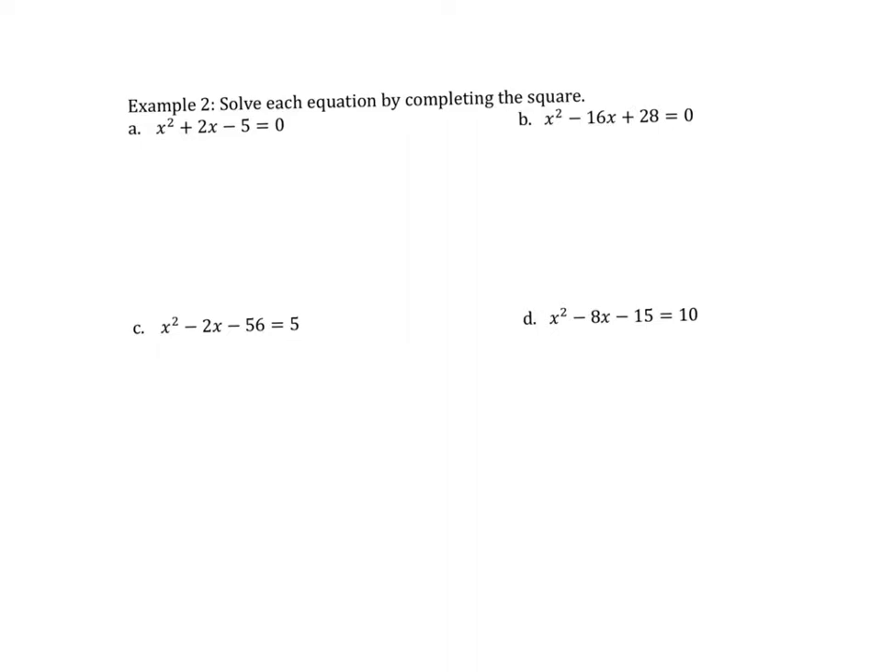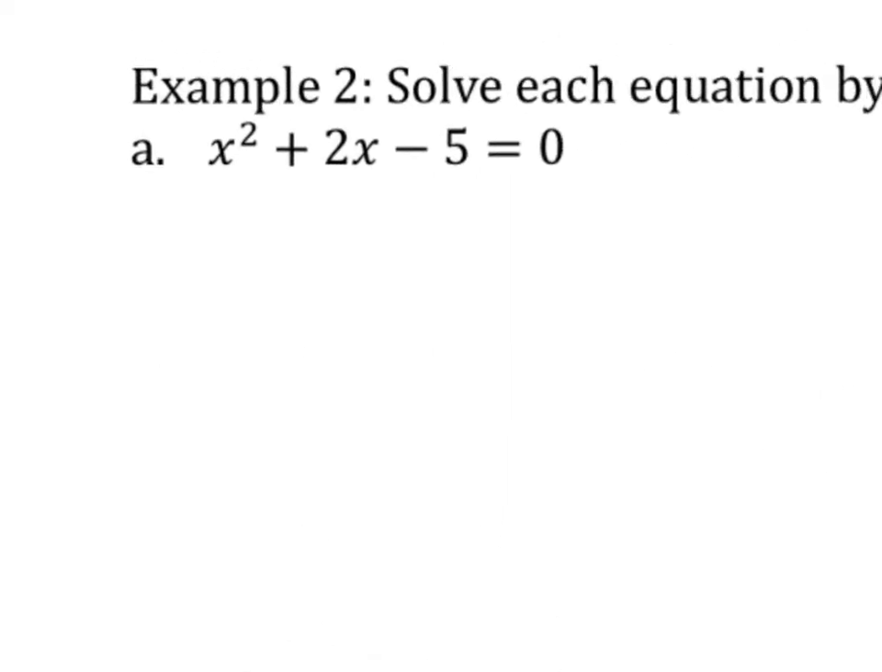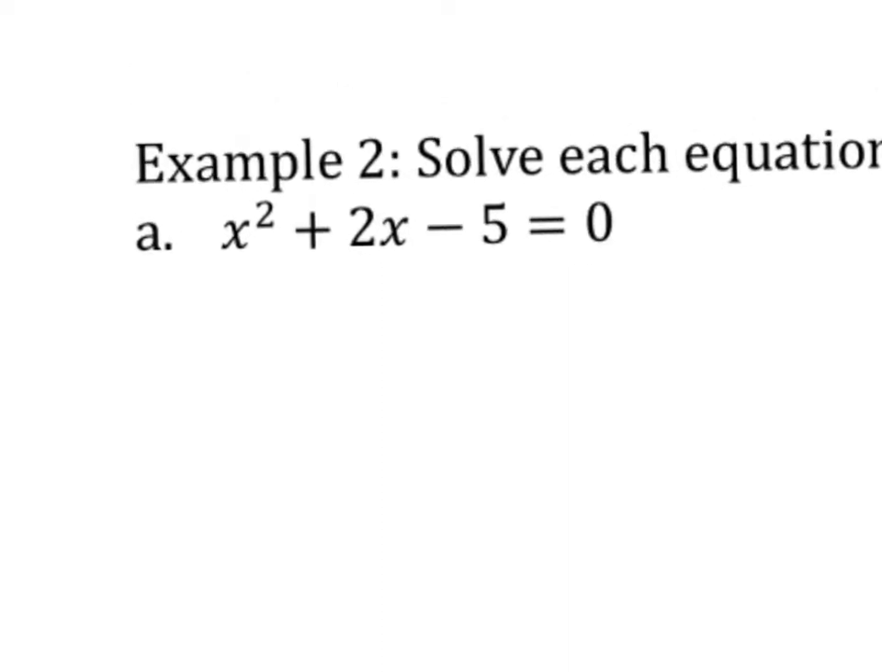Okay, so we're going to solve each equation by completing the square. So follow along, take notes, pause, write down steps, ask questions, whatever you need to do to understand the process. The first thing we're going to do is move this c term out of the way. So in this case, we are going to add 5. We're going to get the c term out of the way.